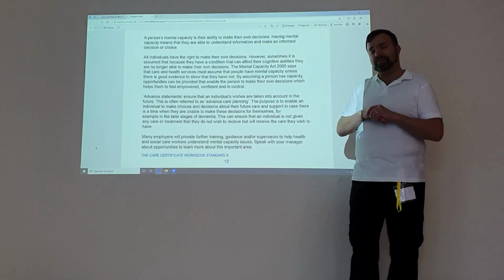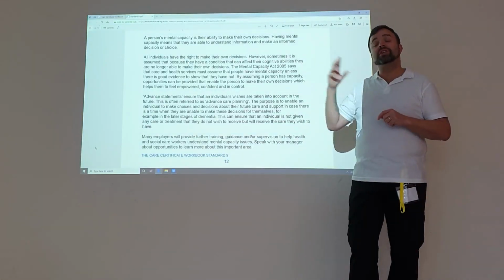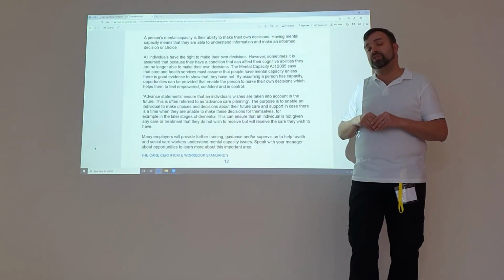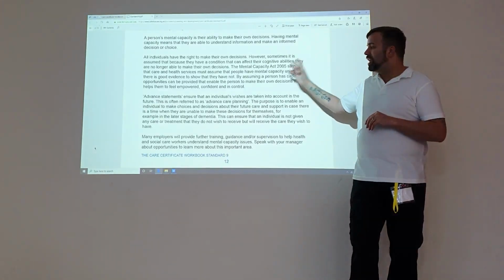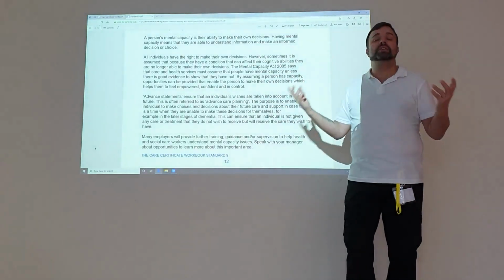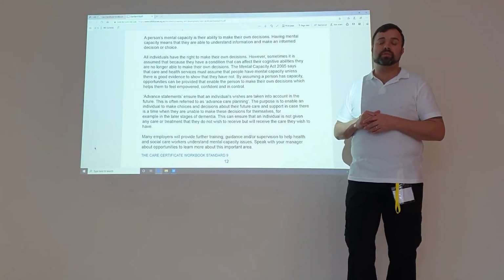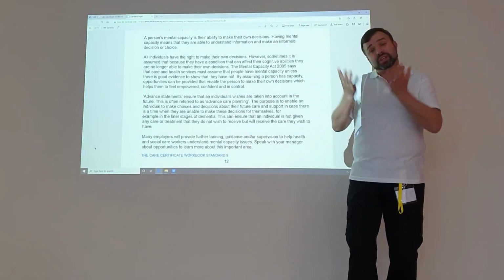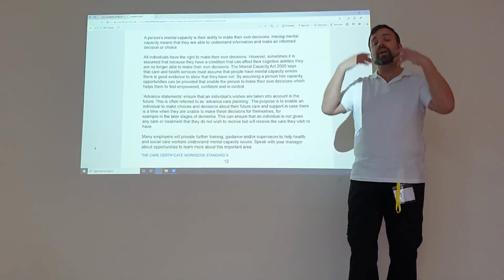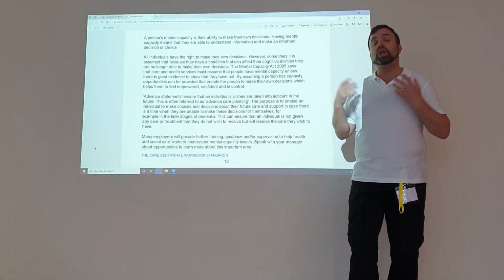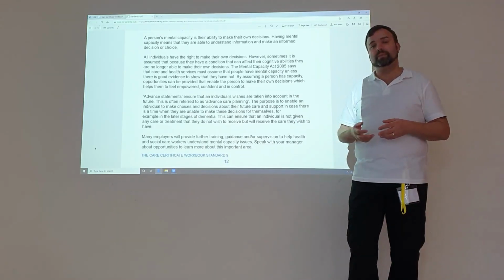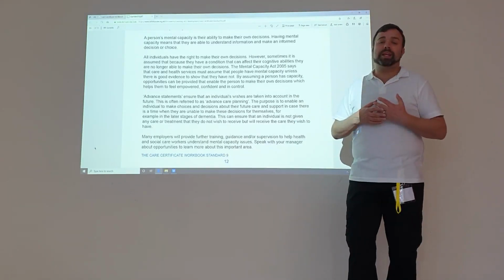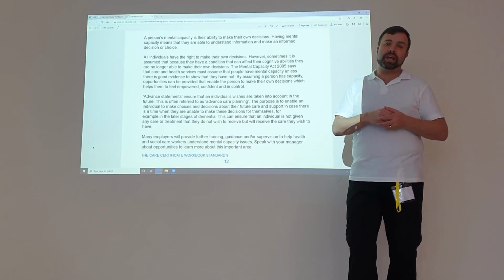We have to assume everybody has capacity. Just because somebody makes an unwise choice does not mean that they lack capacity. To have capacity, you need to follow the capacity principles. In a nutshell, what that means is, if I ask you something or tell you something, you must be able to weigh it up and make a decision. If you're able to weigh it up and make a decision, then you're deemed to have capacity.